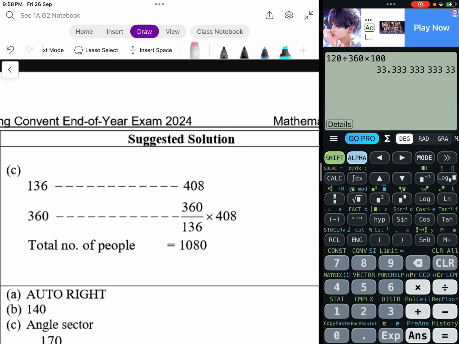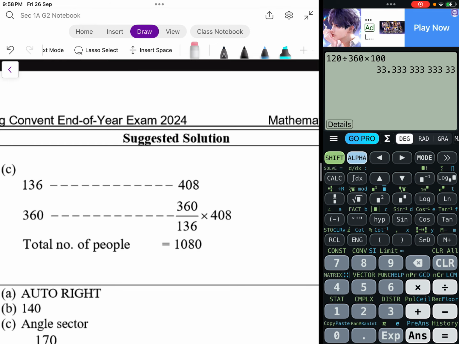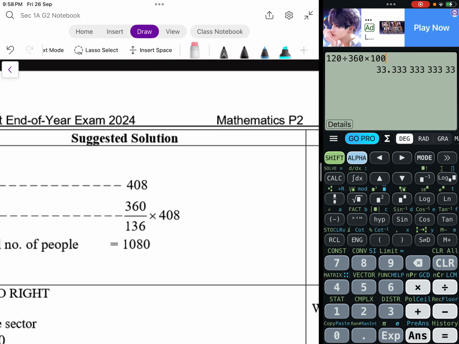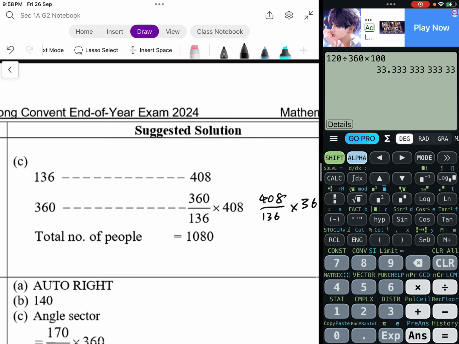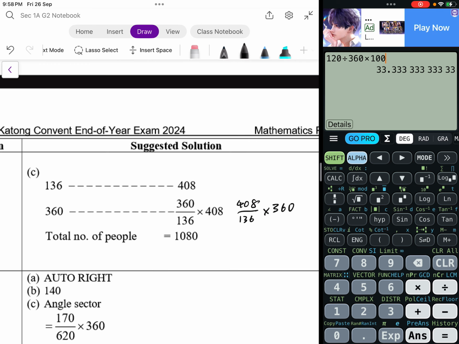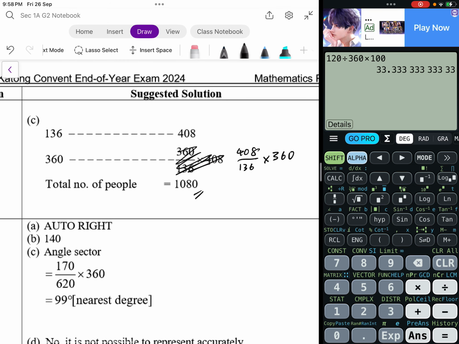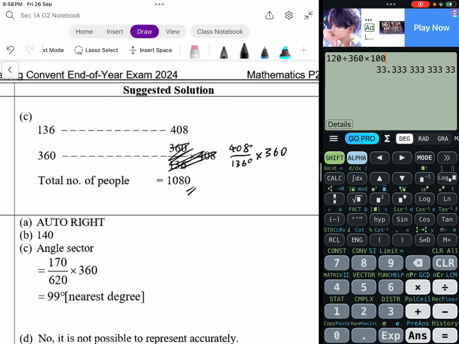Next one, given that 408 people choose coffee, we know that coffee is 136 degrees, so 136 is 408 people. Then we find the total number of people from 360. An easier way to see it is 408 divided by 136 times 360. I don't know why they always write it this way, but it's the same. So your total number of people should be 1080.